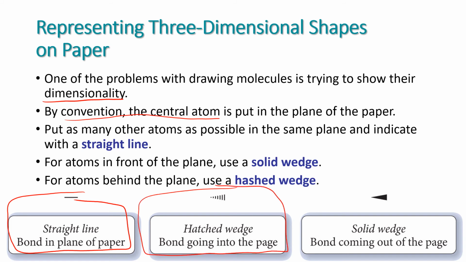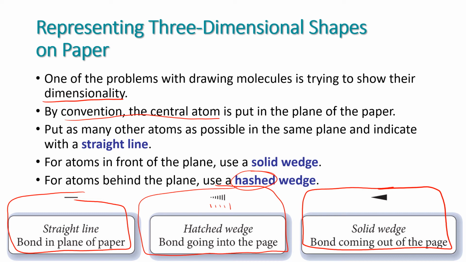I also hear hashed. I honestly don't know which one's, it's probably the same thing. So hashed, hatched, same thing, but it's the little lines. And then for something going in front of the plane, so towards you, like towards your face, let's say you have a paper in front of you and something is going towards your nose, that will be symbolized by a solid wedge.